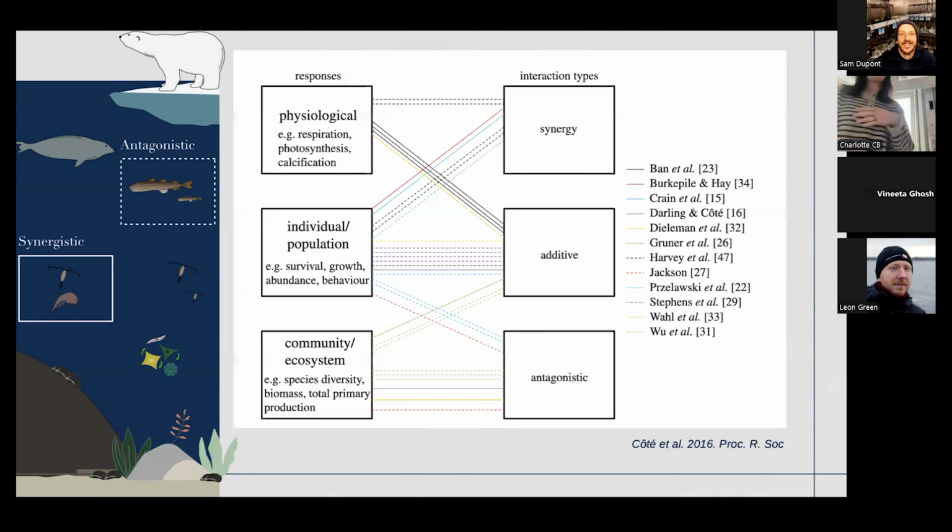And I think we've been trying to create generalities in terms of the effects of multiple stressors across different biological levels, across individuals and communities and ecosystems. This is work by Cote et al., which was published in 2016 when the concept of multiple stressors really took off. And we can see that there are no real generalities on what we can expect for synergies and antagonisms if we look across physiological, individual, population, community, and ecosystem responses.